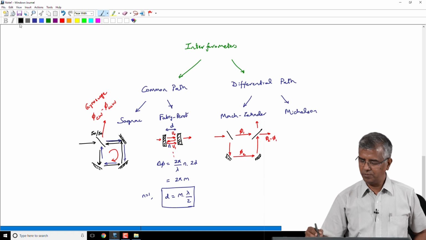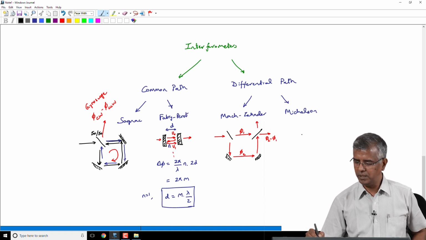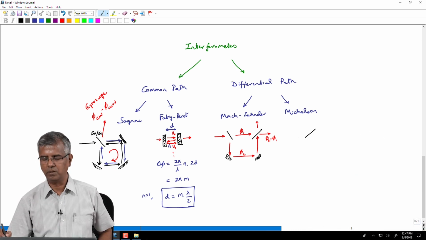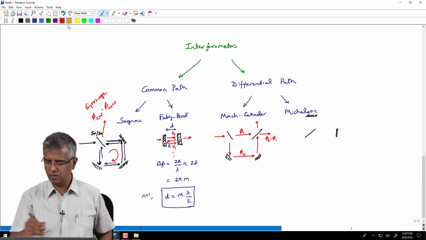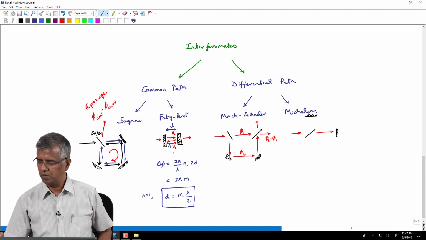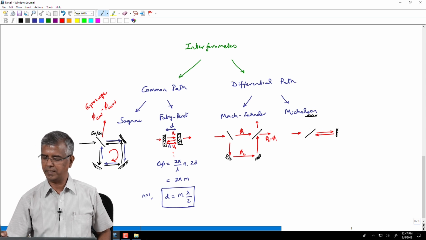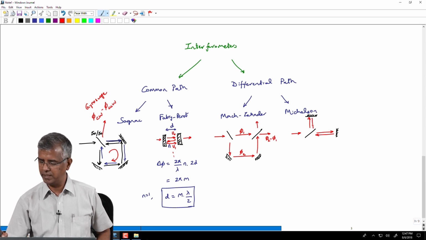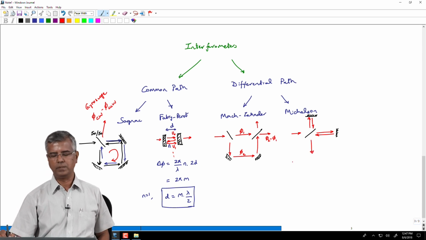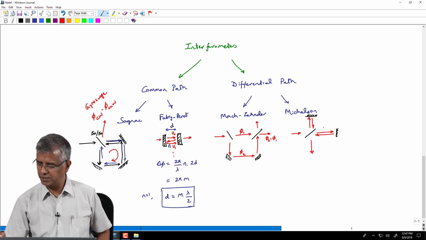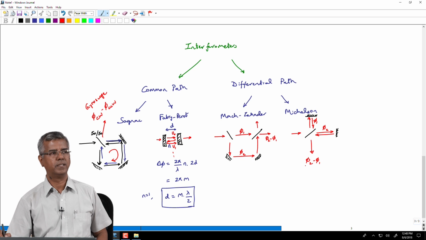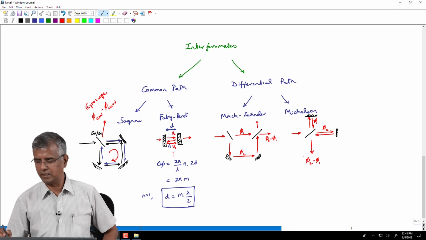Now, the Michelson configuration is similar to the Mach-Zehnder, in the sense that it has a 50-50 splitter. But in this case, you put a mirror that reflects straight back, and similarly, in this arm, you put another mirror that's reflecting straight back. So, if this is my incoming beam, 50% of it goes this way and it's reflected back. Similarly, the other 50% goes this way and it's reflected back. And if you observe this, you have a differential phase shift. Let's call this phi 1 and this phi 2. Depending upon phi 2 minus phi 1, you can have constructive or destructive interference.